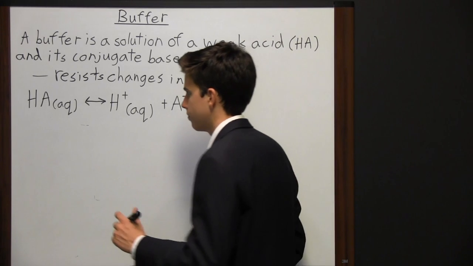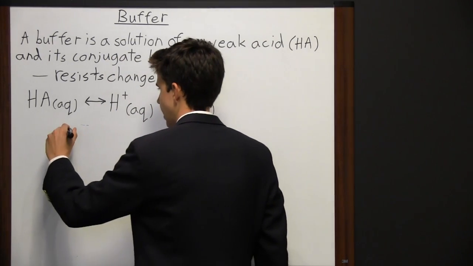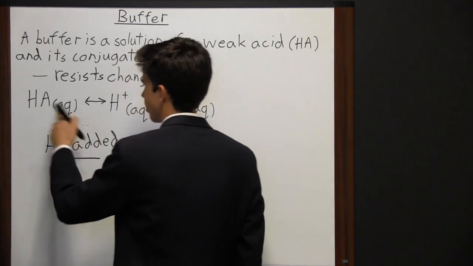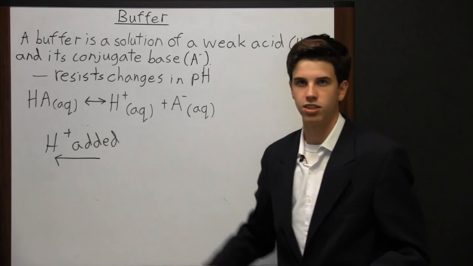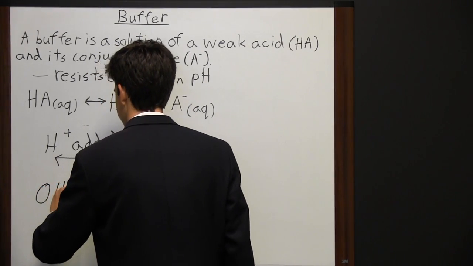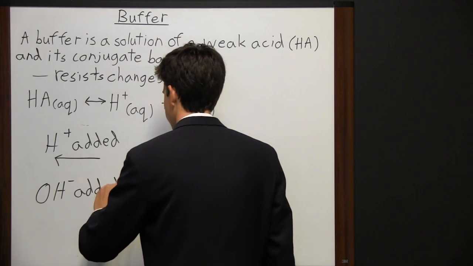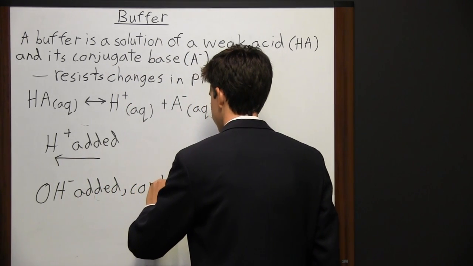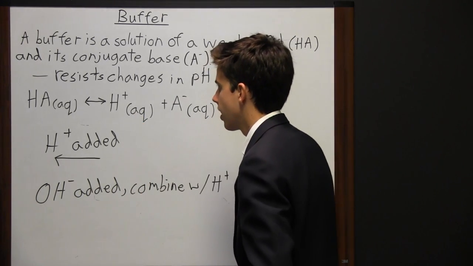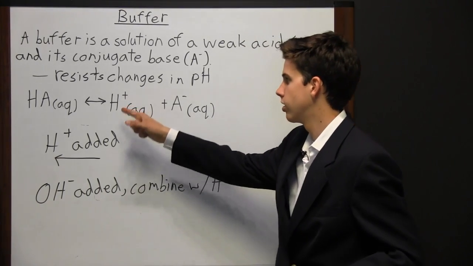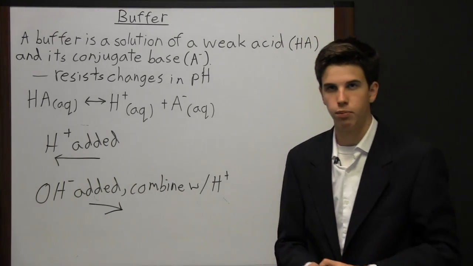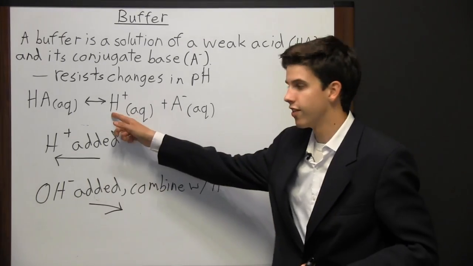And so say, for example, that some of this right here was added. What's going to happen is the reaction is going to shift to the left and more of this weak acid is going to be produced. Now, say for example, if this was added, it would combine with this right here, and so it would reduce the overall level of this, and so it would shift the reaction to the right. And so notice here that the buffer solution reduces the changes that might occur otherwise.